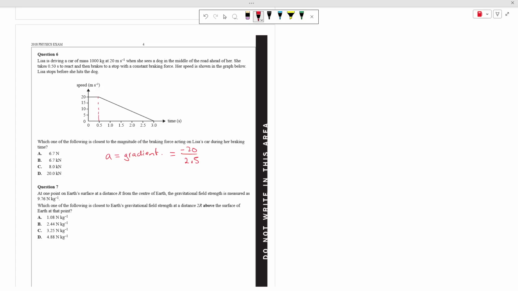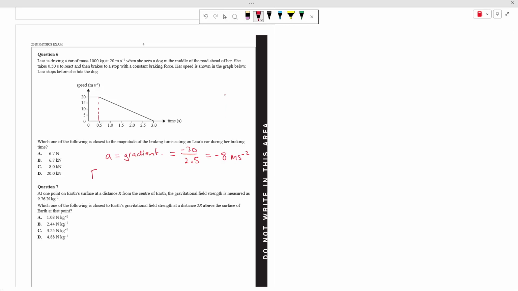So this time, the run, I guess, is 2.5. Right, so how many times does 2.5 go into 20? So 2, 4, 6, 8. It's negative 8 meters per second squared, assuming that she's traveling in the positive direction. But we only care about the magnitude, so don't really worry about the negative there.